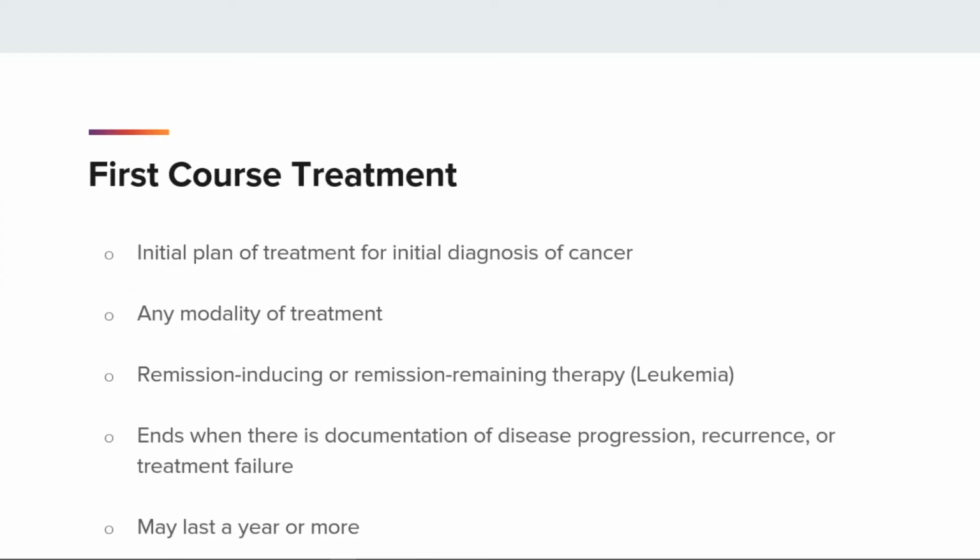First course of treatment is described as the initial plan of treatment for the initial diagnosis of cancer. This includes any modality of treatment such as surgery, radiation therapy, systemic therapy, active surveillance, etc. First course of treatment ends when there is documentation of disease progression, recurrence, or treatment failure. First course may last a year or more. However, when there is no documentation of a treatment plan or progression, recurrence, or a treatment failure, first course of treatment ends 1 year after date of diagnosis.